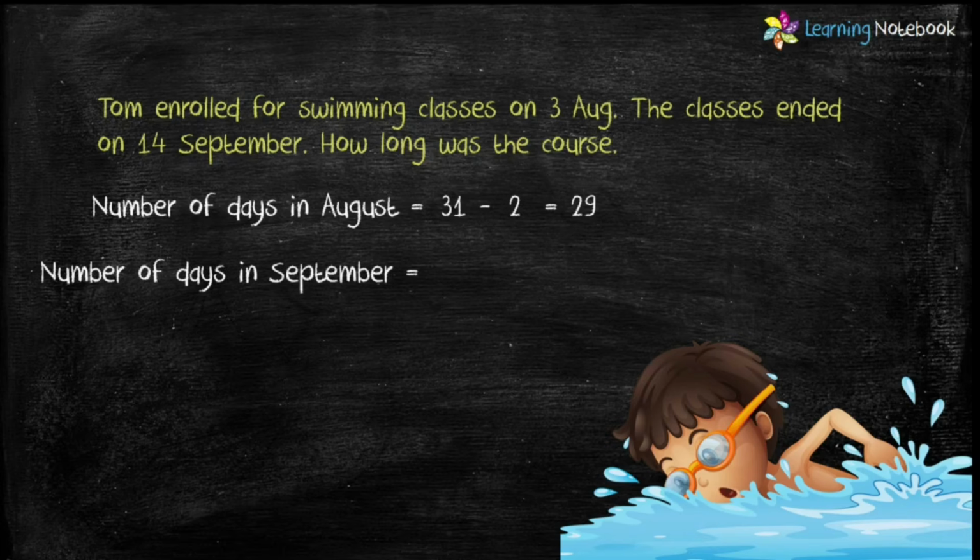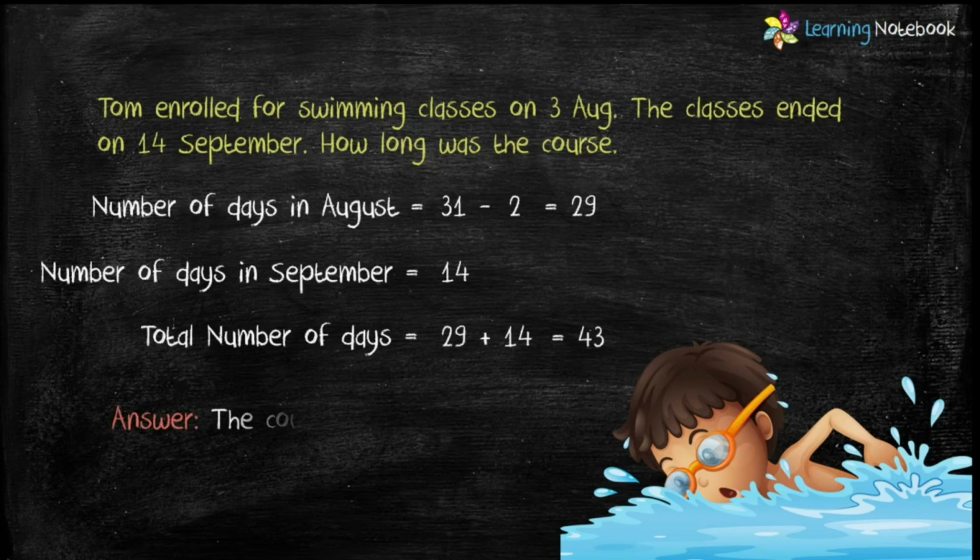We get the number of days as 29. Now students, the classes ended on 14th September. So number of days in September is 14. Now let's add 29 and 14 and we get 43 as the answer. Therefore, answer statement is the course was for 43 days.